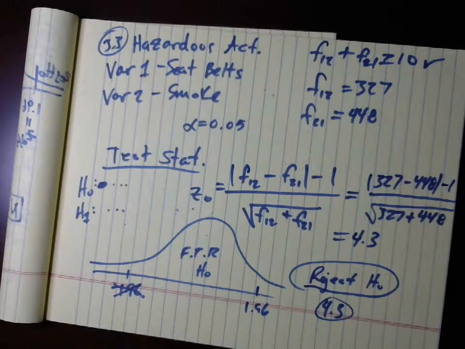And then you would say that the proportion of individuals that... There's a significant difference with the proportion of individuals who smoke and the proportion of individuals that do not wear a seatbelt, with alpha equals 0.05 level of significance.